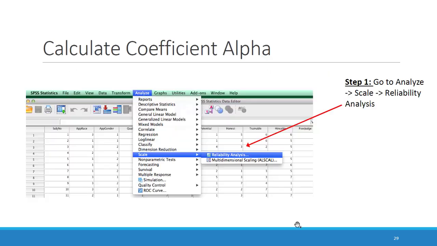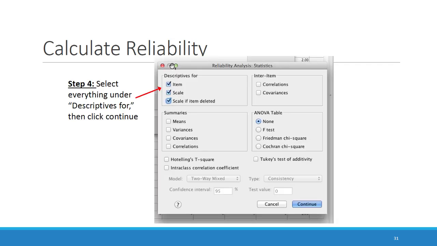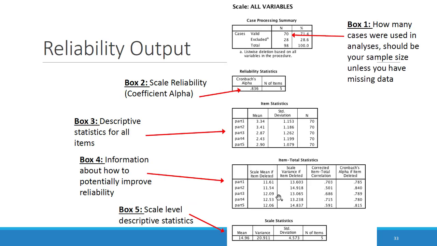So in order to calculate coefficient alpha in SPSS, step 1 is go into Analyze, Scale, and Reliability Analysis. Step 2 is move the items over that go into the composite variable. Step 3 is you click the Statistics button. Step 4 is you select Descriptives for Item, Scale, and Scale if Item Deleted, and click Continue. Step 5 is select Paste to put your syntax into a file and run syntax.